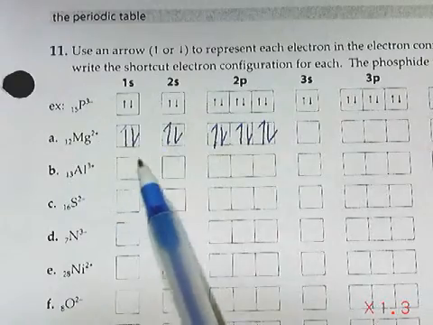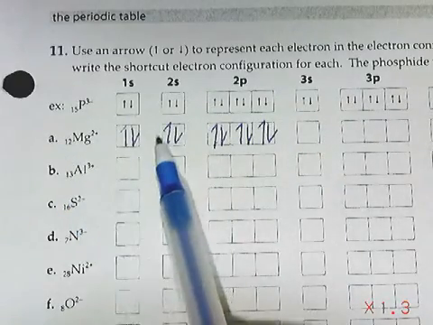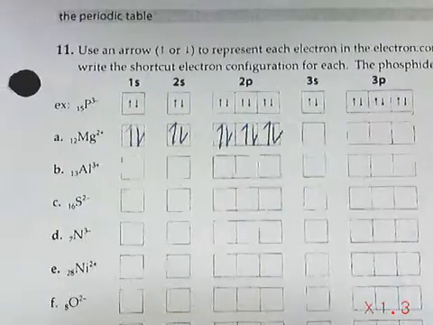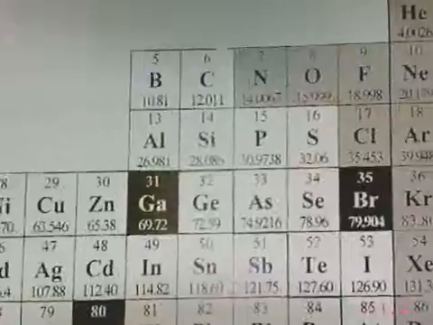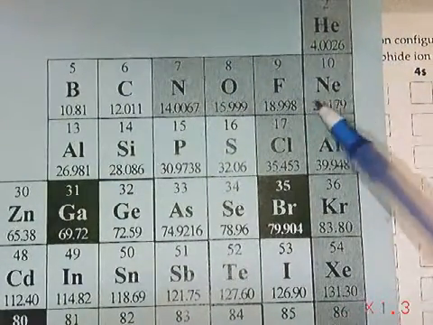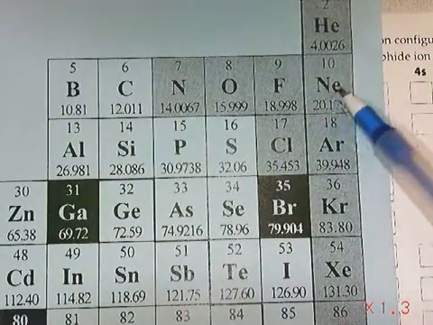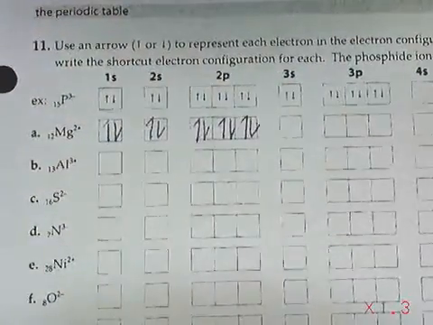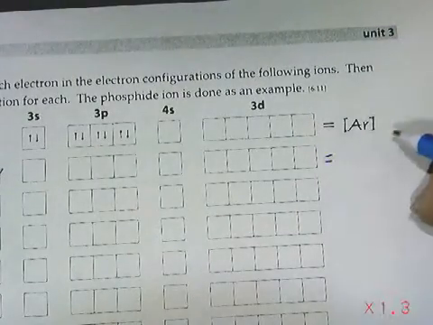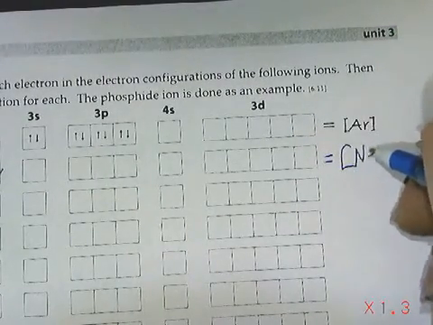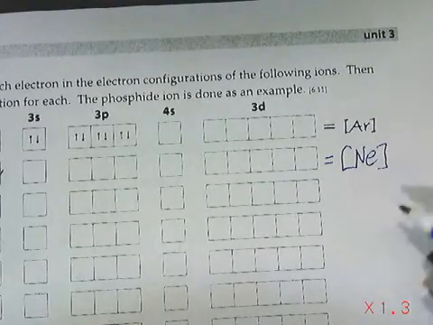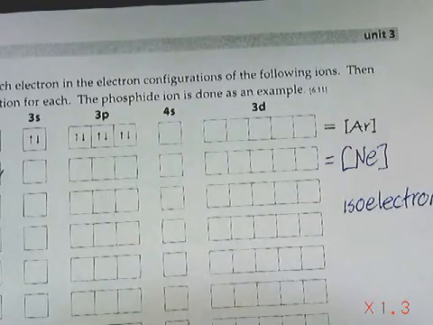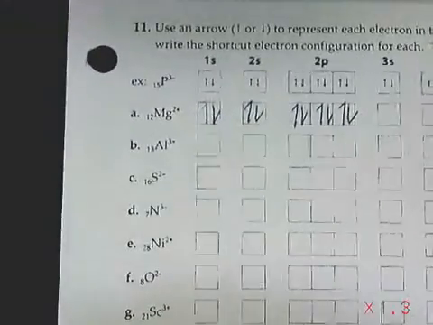That looks the same as one of the atoms on the periodic table. So which atom on the periodic table has 10 electrons and ends with 2p6? On my periodic table, neon has 10 electrons, and that's very stable, and it ends in 2p6. So after magnesium loses 2 electrons, it becomes just like neon, or isoelectronic. Let me write that, isoelectronic with neon. So let's try the next one.